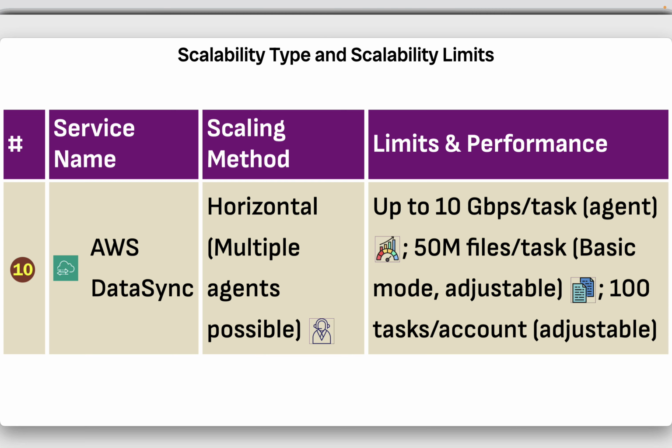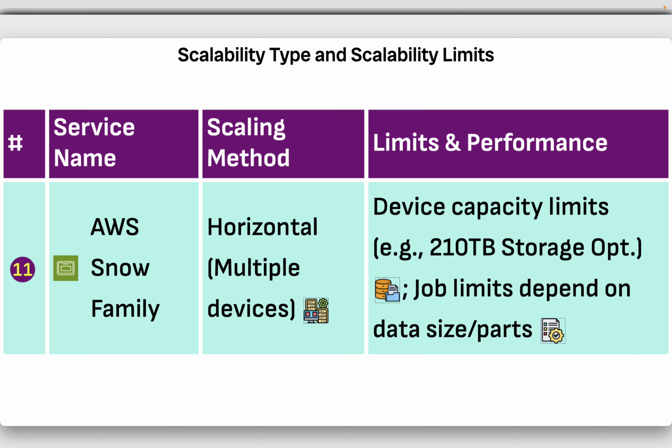And you can have up to 100 tasks per AWS account, which also can be adjusted. Next, AWS Snow family. Scaling is horizontal, so you can have multiple devices. Similar to the previous one, because we have physical devices there, we can horizontally scale it. So, limits: device capacity limits.